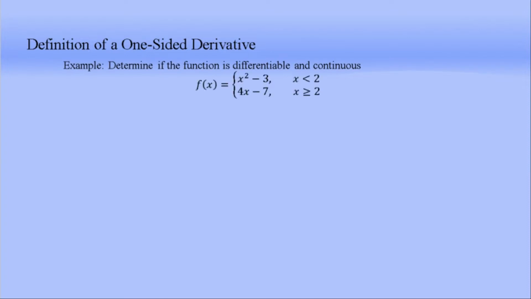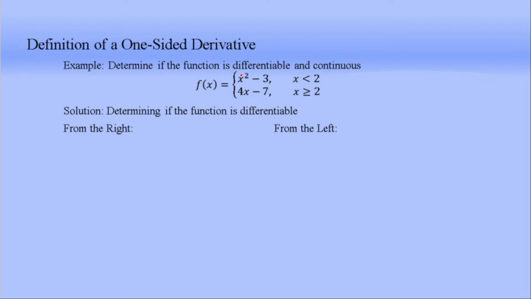Another example is this one. Just the same as the first one. The first function is x cubed minus 3 if x is less than 2, and the second function is 4x minus 7 if x is greater than or equal to 2. Now, first we are going to determine if the function is differentiable. So first is from the right.